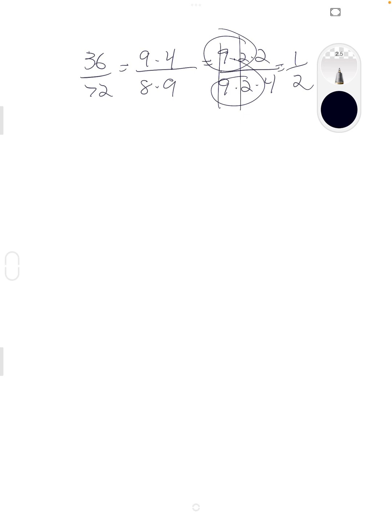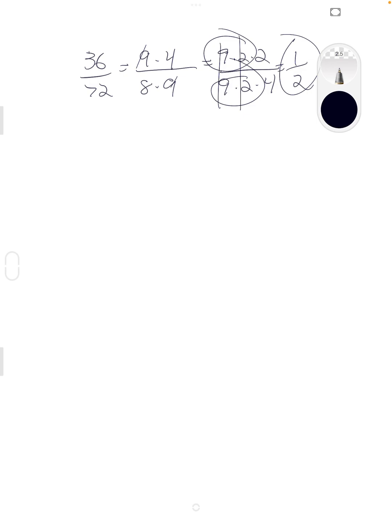So I can do it a couple of ways. I can just figure this out, or I could just recognize 36 over 72 is 1/2. I can factor it and cancel stuff, but I have to keep going until I finally get to the smallest amount. So let me show you what I mean by that.